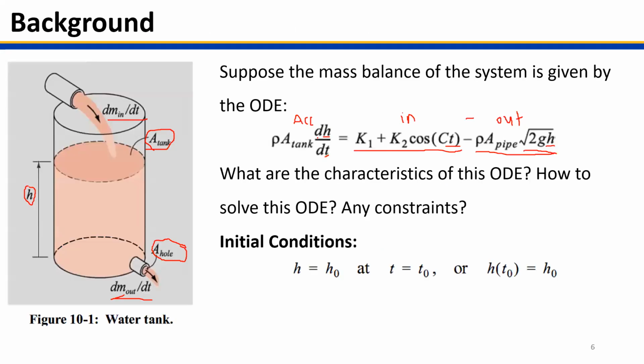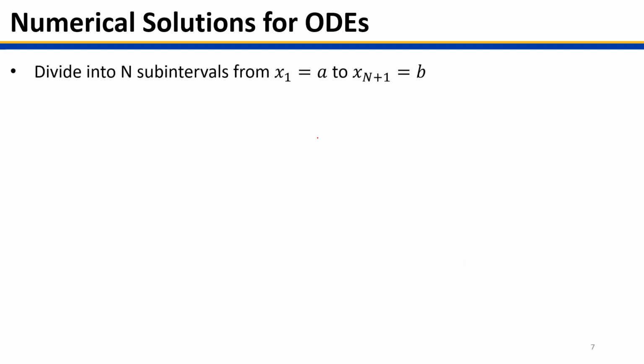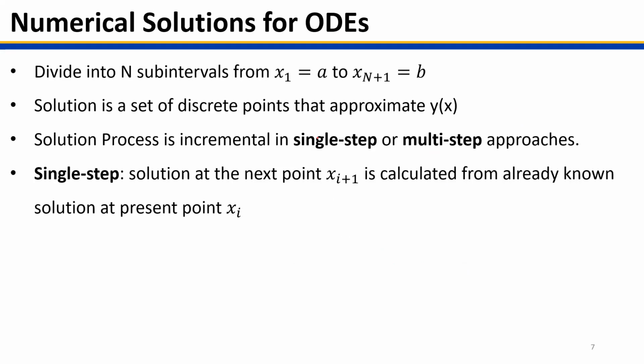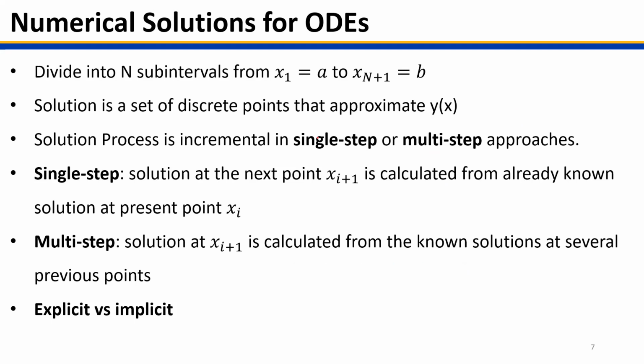All right. So we're gonna do some really simple examples. We're just gonna go over the main idea. The main idea is basically similar to all the other methods. We start by dividing into n subintervals. We select an x1 equals a up to an xn plus 1 equals b.